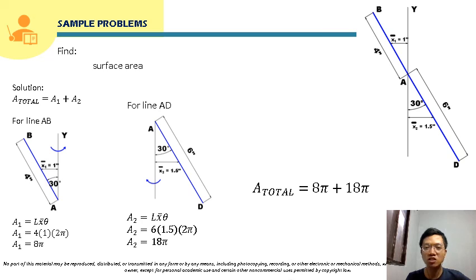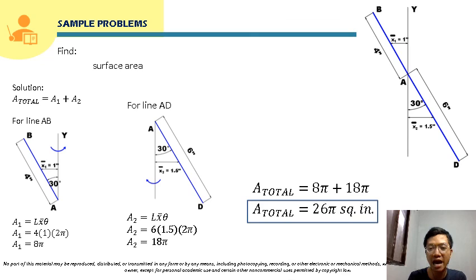Now we just have to solve for the total surface area. So that will just be 8 pi plus 18 pi. So that will be 26 pi. Don't forget to include the unit here. So we are talking about area, so the unit for area is square inches. Since this is inches, the unit will be square inches. So this will now be the answer. The total surface area is 26 pi square inches.